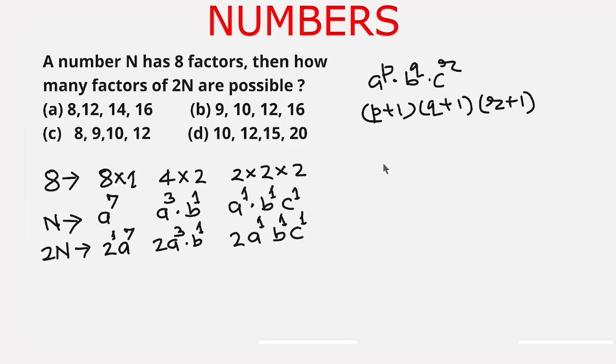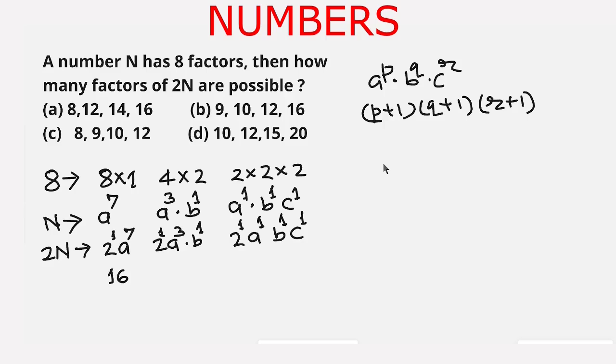So we can write 2 to the power 1 wherever there is a 2. Now if it is 2 to the power 1 and a to the power 7, and a is different than 2, then we will have the number of factors: 1 plus 1 is 2 and 7 plus 1 is 8. 2 times 8 is 16. So number of factors will be 16.